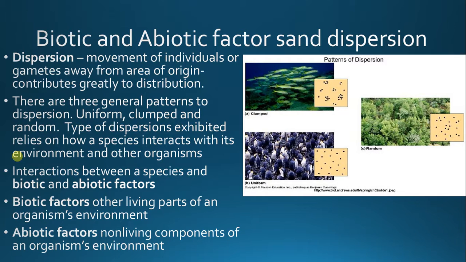Within distribution, we have dispersion. Dispersion is the movement of individuals or gametes away from or towards the area of origin. And dispersion greatly contributes to distribution, so how organisms are distributed. There are in general three patterns of distribution: a clumped pattern, like this picture of mackerel; random, like these trees; and uniform, like these penguins.